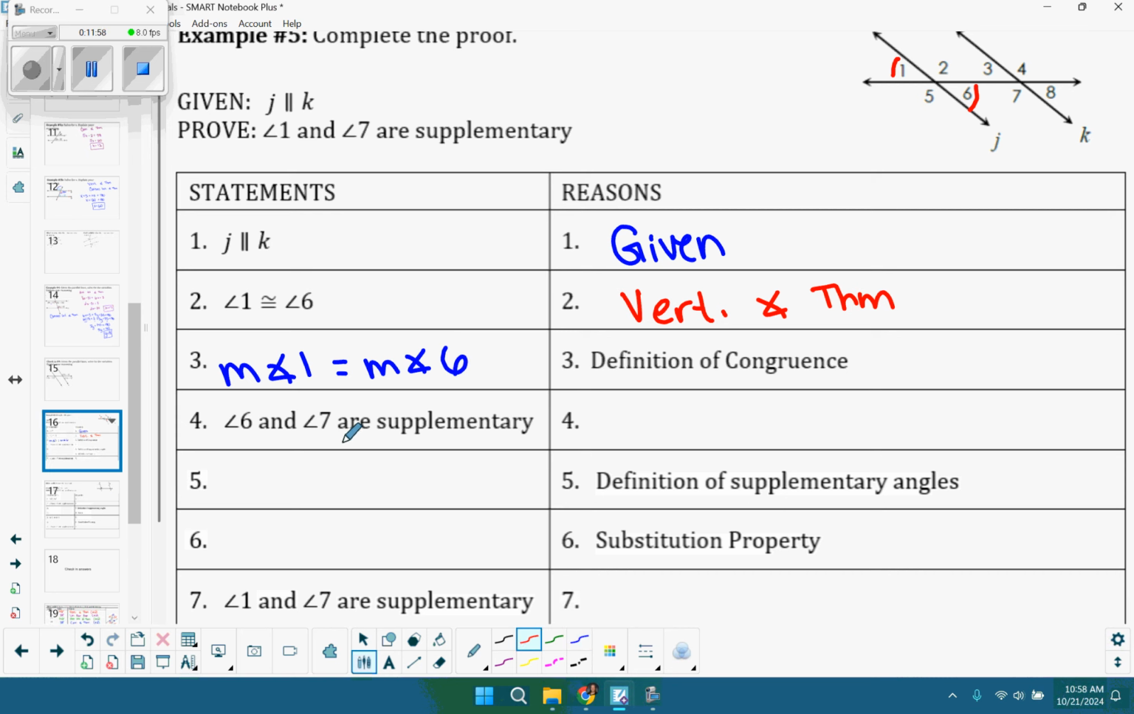Then I have angle 6 and angle 7 are supplementary. And if I look at the picture where 6 and 7 are, those are consecutive interior angles. So that's the consecutive interior angle theorem. And using the definition of supplementary, I know that these two angles should add to 180.